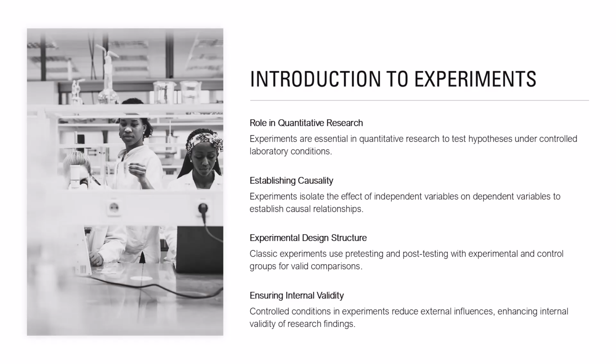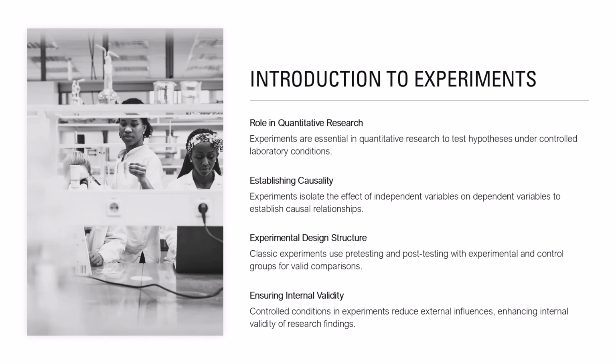Experiments are a cornerstone of quantitative research, particularly within the realm of psychology and increasingly in sociology. They are designed to test hypotheses under controlled conditions, often in laboratory settings, with the primary goal of eliminating threats to internal validity. This method allows researchers to isolate the effects of an independent variable on a dependent variable, thereby establishing causal relationships. In social sciences, understanding experimental methodology is crucial not only for conducting research, but also for interpreting findings derived from experimental designs.